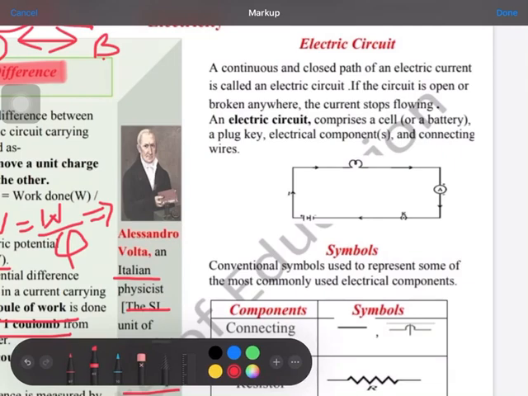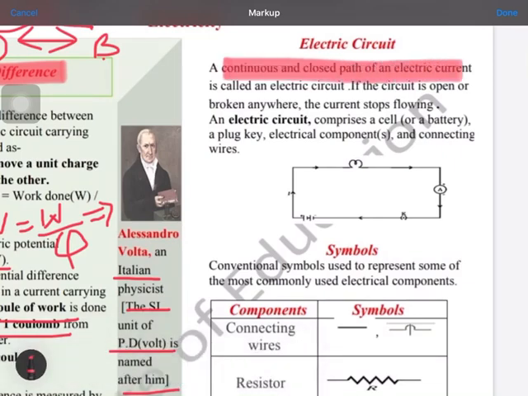An electric circuit is a continuous and closed path of an electric current. Okay, when the current is flowing in a definite path which we have provided through the wires, it will be called an electric circuit. When it is broken down, or when it is switched off, it is called an open circuit. That means when the current is not flowing in it, it will be called an open circuit.